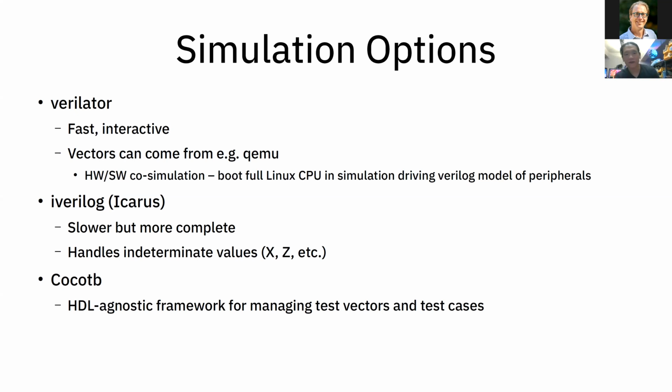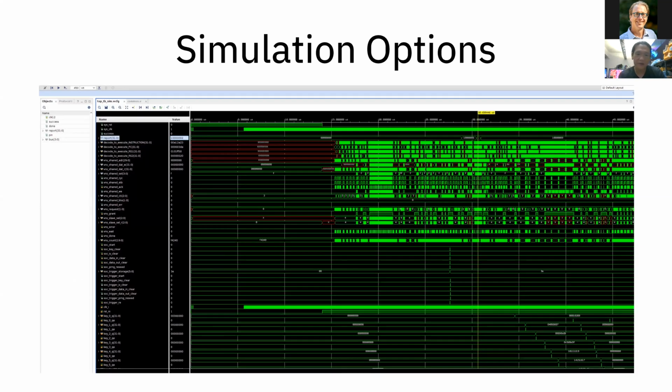So there's also iVerilog, which is slower, but more complete and handles all these corner cases, which is important for a lot of debugging, like the really niggly bits of hardware. And there's Cocotb, an HDL-agnostic framework for managing test vectors and test cases. People developing USB stacks and so forth are writing really awesome test benches now to work all the corners inside these very complicated protocol specifications.